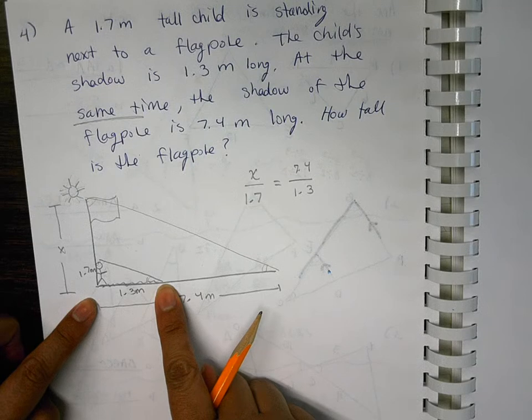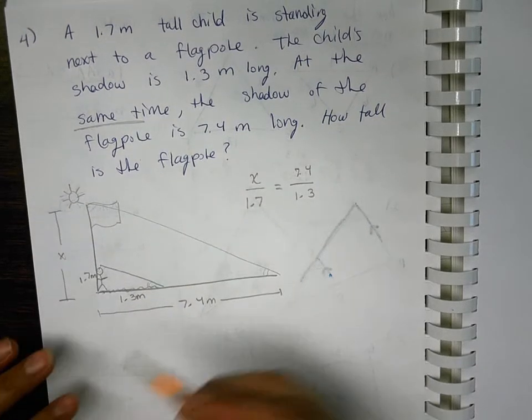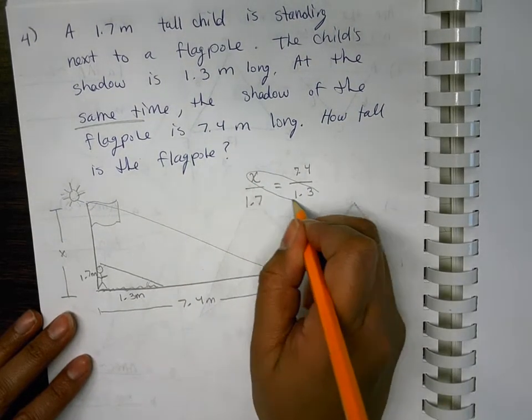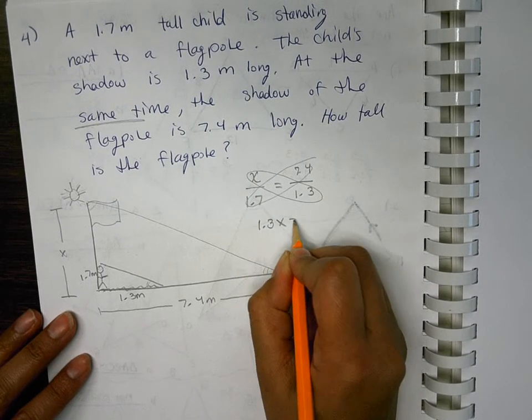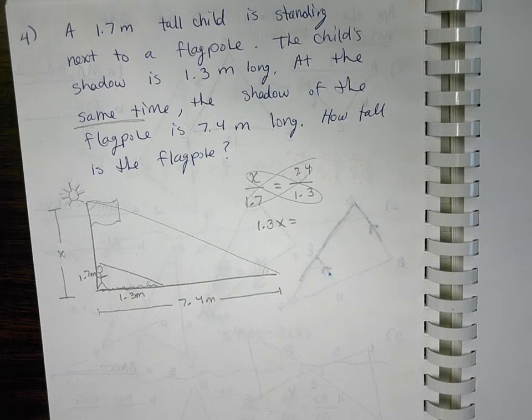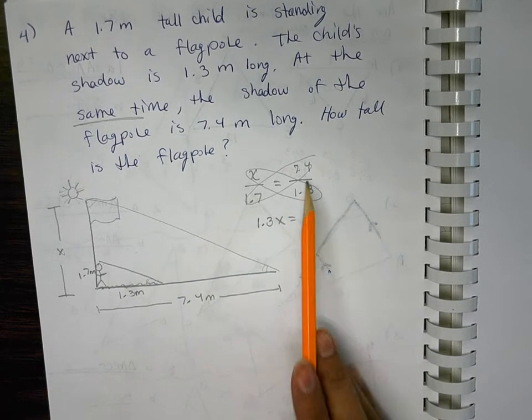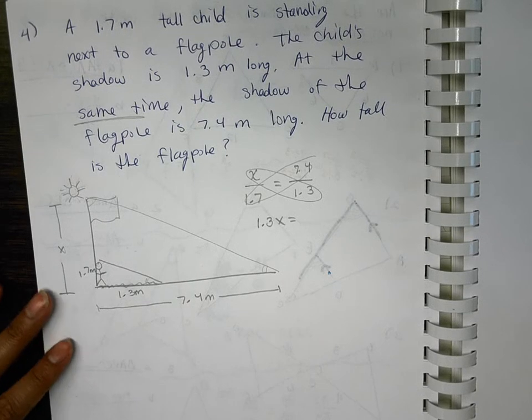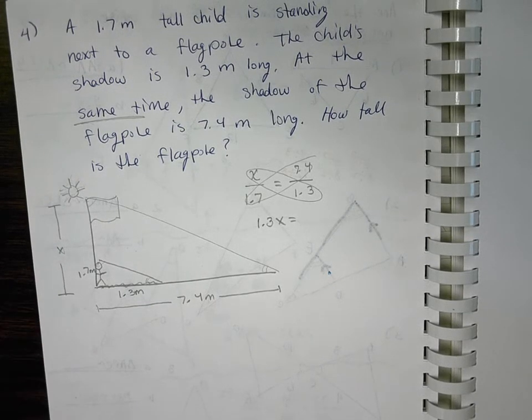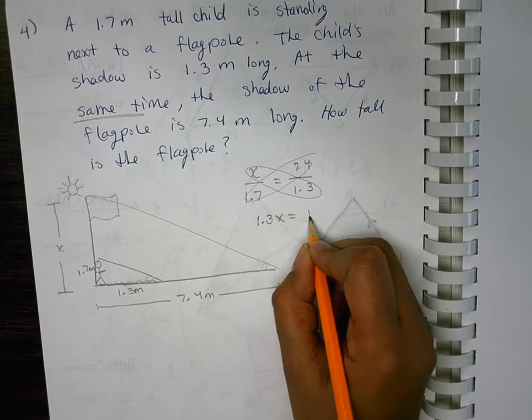All right. What are you going to do here? What's this process called? Cross multiply. 1.3x equals, you guys have a calculator in front of you. Can you type it in? 1.7 times 7.4. Don't blurt it out. Just write it down. All right, I'm ready for it. What is it? 12.58. Thank you, 12.58.